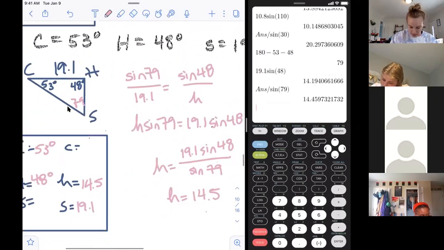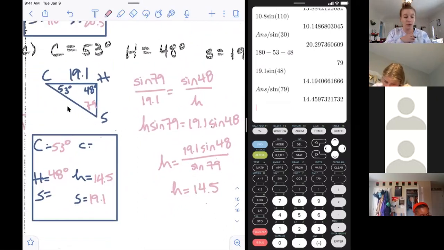And again, it's important that you know which thing you're finding, whatever you label them as, just know what side you're finding. So I just found little h. Now I need to do little c. So sine of 79 over 19.1, and then sine of 53 over little c.